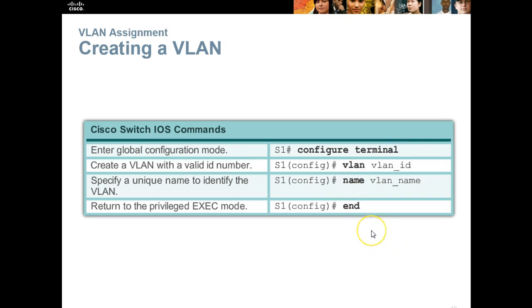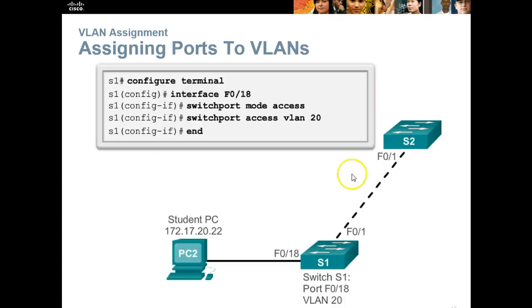Here's how you make a VLAN. Config T, and then type the word VLAN and give it a number. And then you can give it a name. That's all there is to it. You give it a number, and you give it a name, and then on the port, it will show up. I'll show you in just a moment.